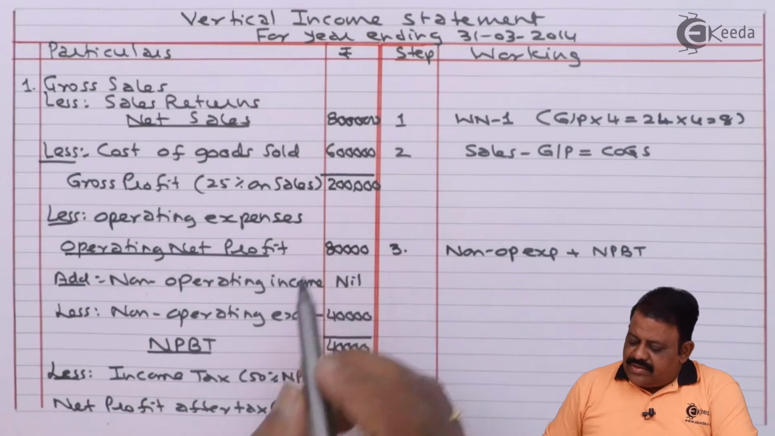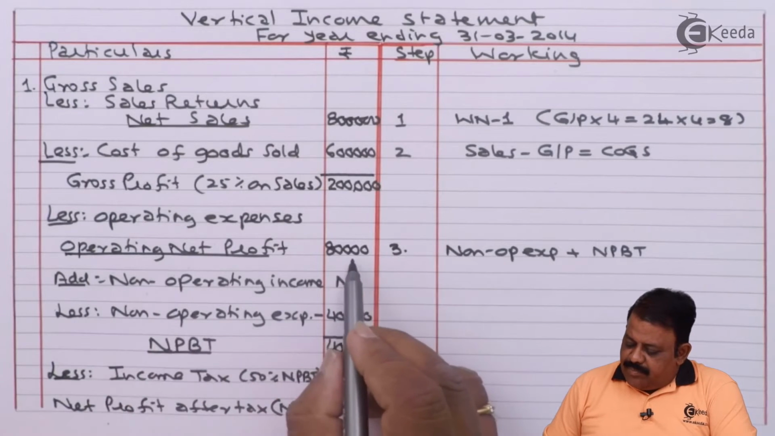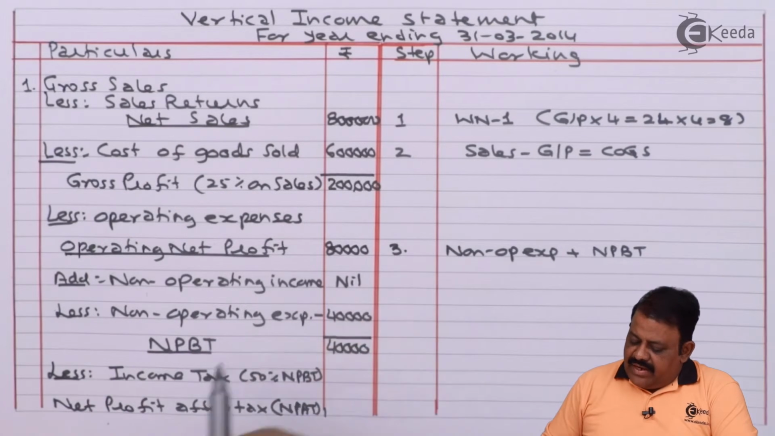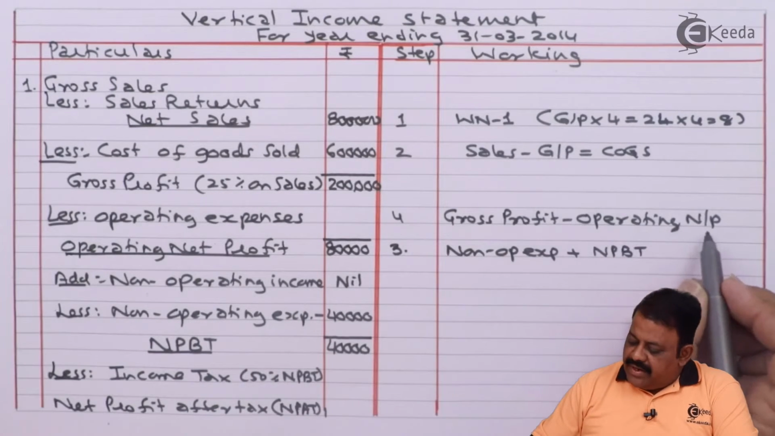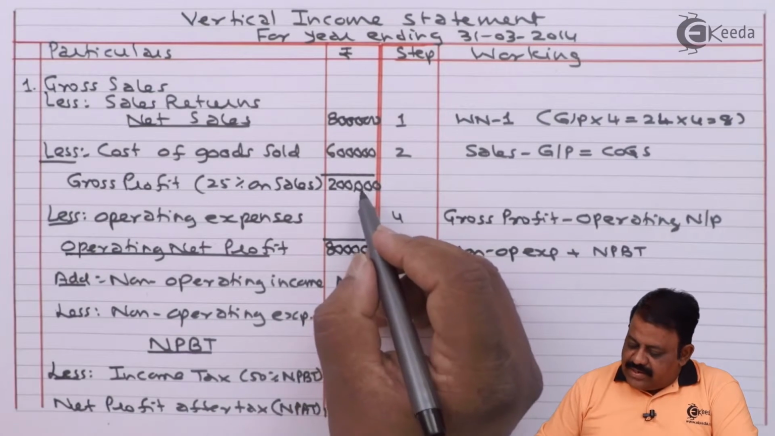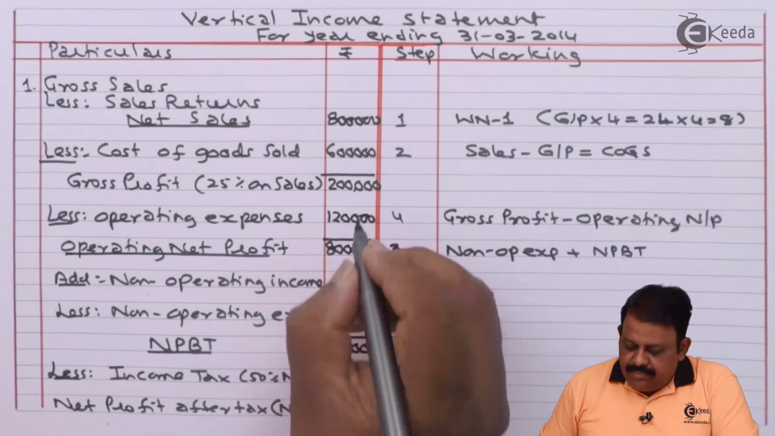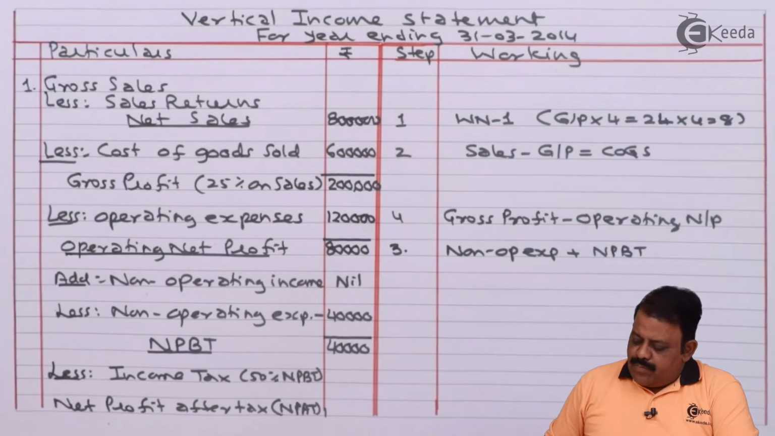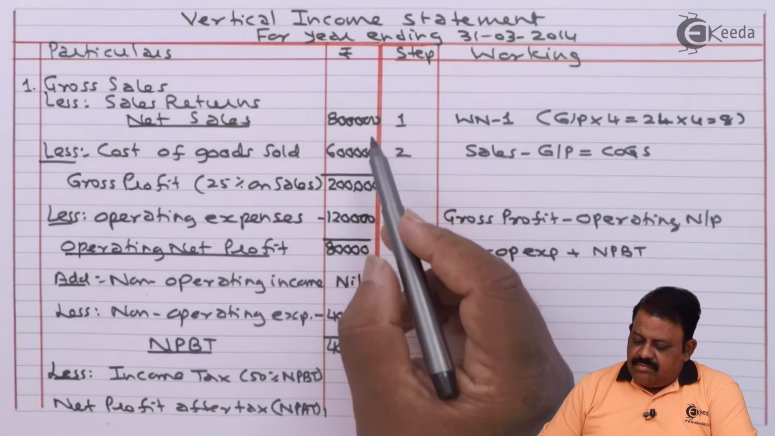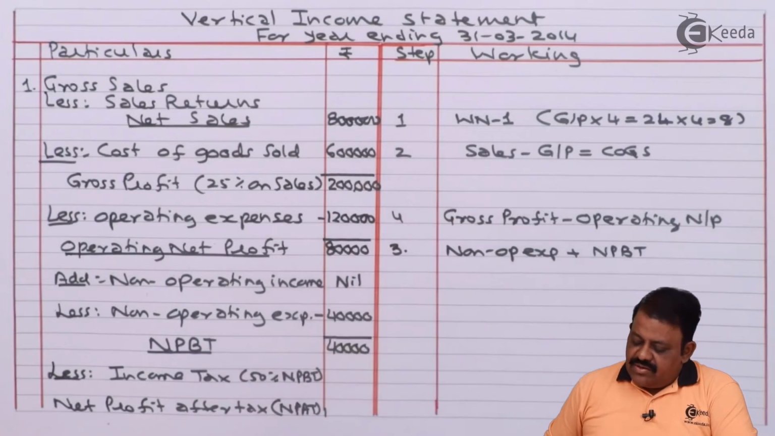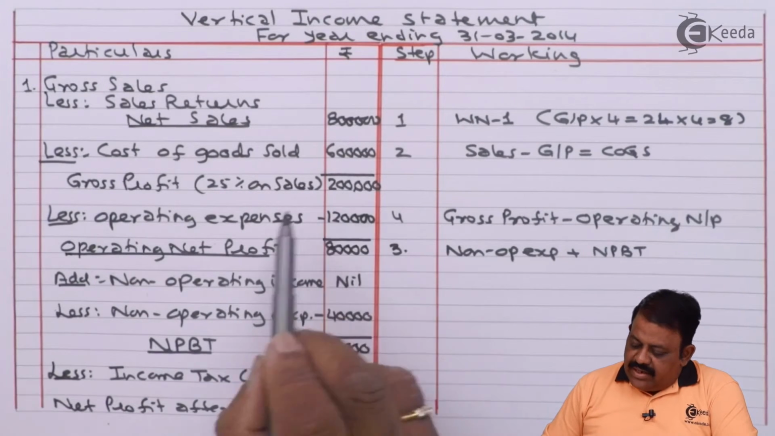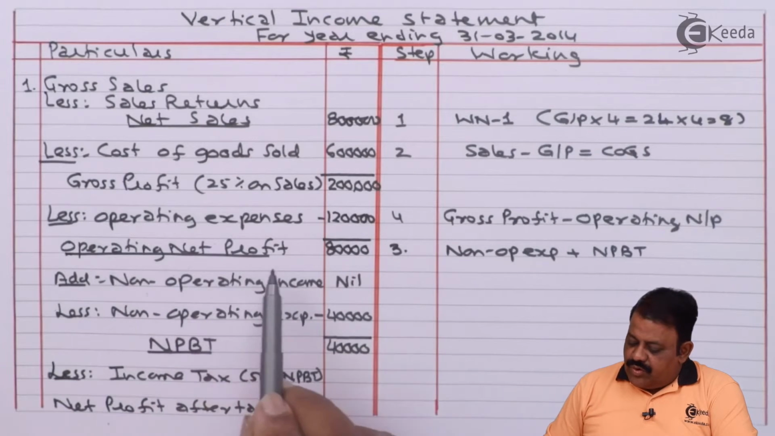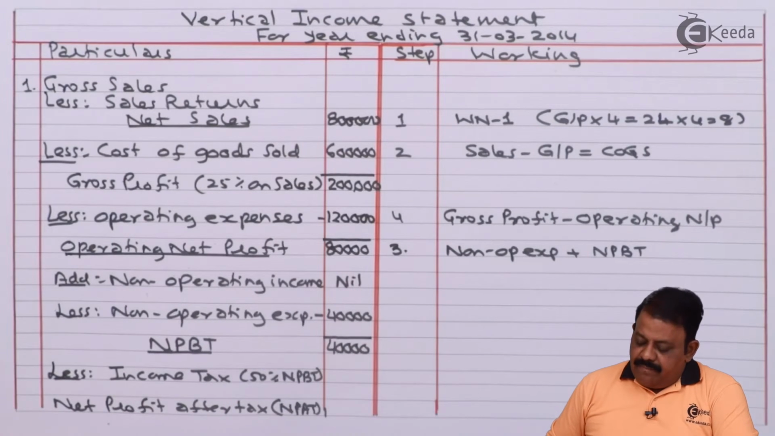Gross profit is 2 lakhs. Operating net profit is 80,000. We can find out operating expenses. Gross profit minus operating net profit, that is 2 lakhs minus 80,000. It is 1,20,000. So net sales 8 lakhs minus cost of goods sold 6 lakhs, gross profit given 2 lakhs. 2 lakhs minus operating expenses 1,20,000, we got operating net profit 80,000.